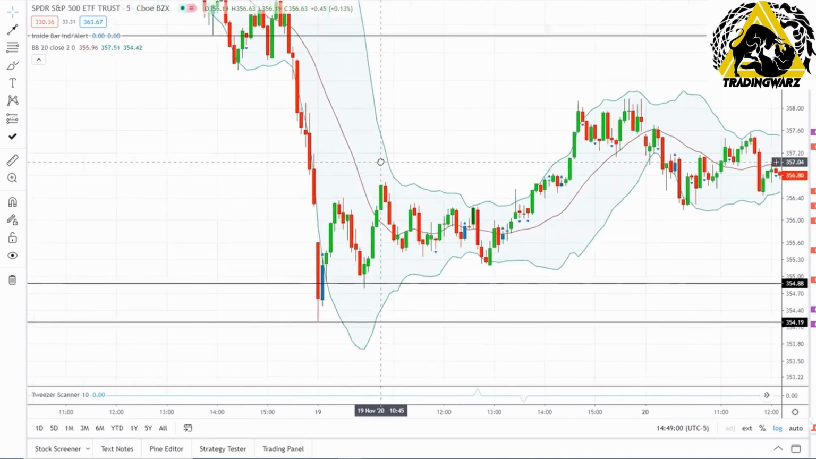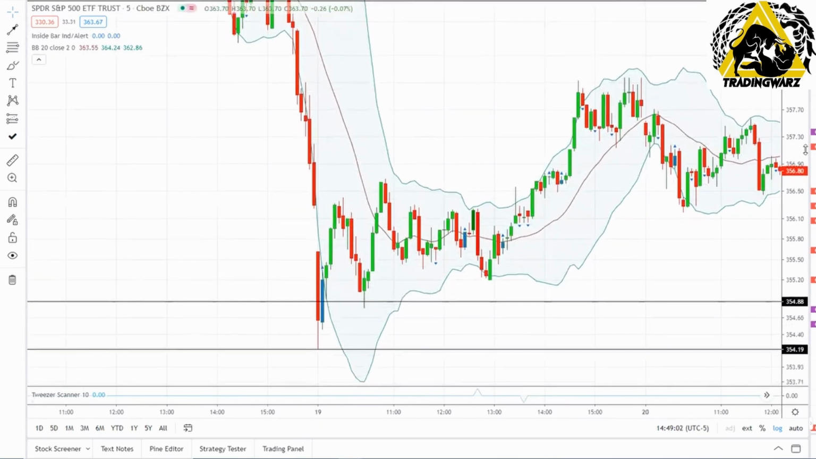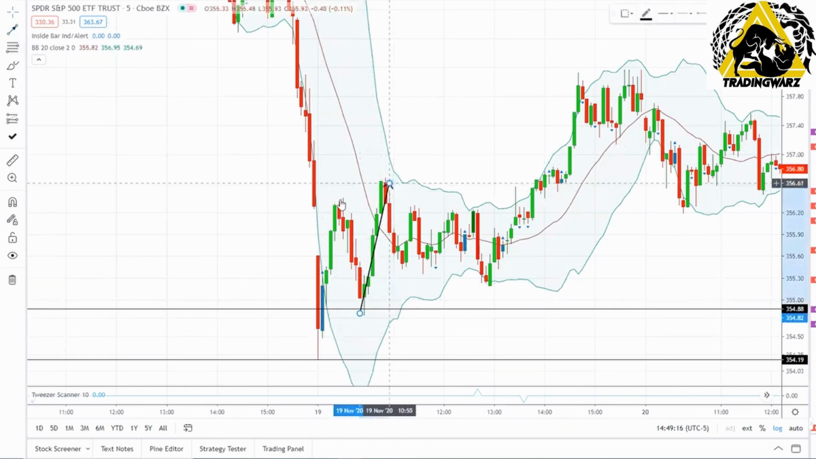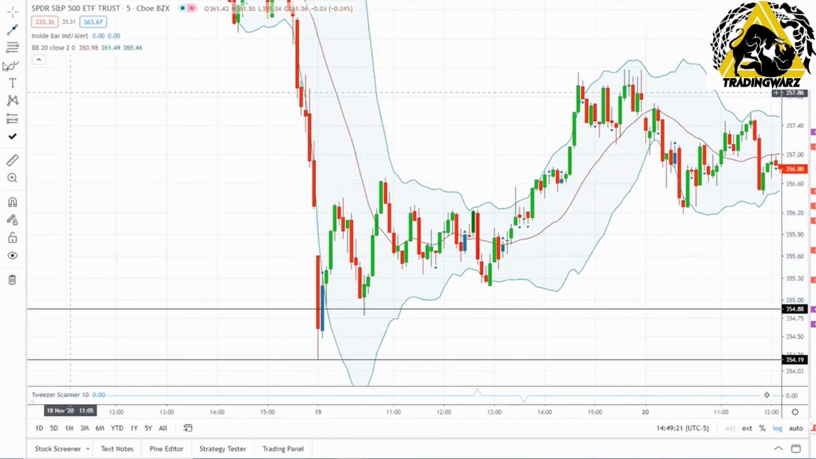Okay, all right. So now the next setup. So we had this impulsive leg. Now we have another impulsive leg. As you get better, you're going to be able to see this like I do. Here's another impulsive leg up, right? We clearly break this swing high right here. And now let's draw the fib for that, and let's see what happens.